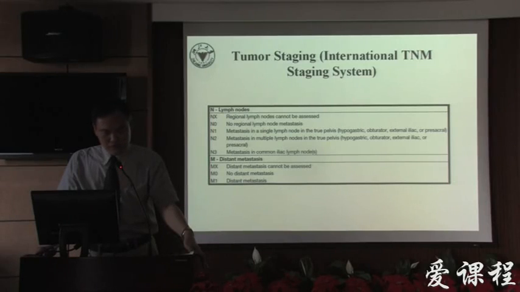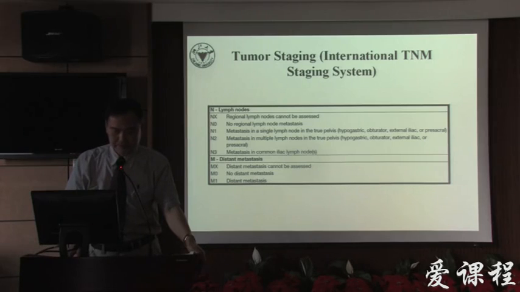N2 means metastasis in multiple lymph nodes in the true pelvis, and N3 means metastasis in common iliac lymph node. M means distant metastasis. MX means distant metastasis cannot be assessed, and M0 means no evidence of distant metastasis. M1 means there is evidence of distant metastasis.